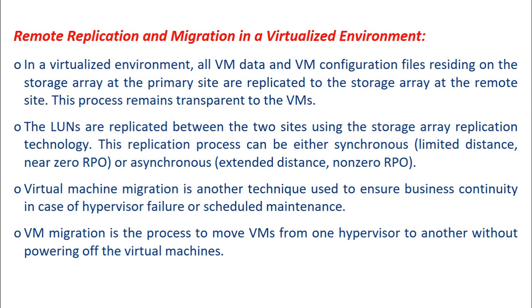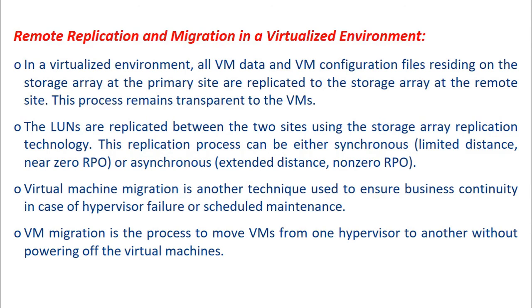Virtual machine migration is a process to move virtual machines from one hypervisor to another without powering off the virtual machines. In a virtualized environment, all the virtual machine data and the virtual machine configuration files residing on the storage array at the primary site are replicated to the storage array at the remote site. This process remains transparent to the virtual machines. The elements are replicated between the two sites using the storage array replication technology.